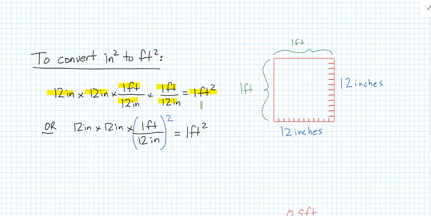Another way to write this would be 1 foot over 12 inches, quantity squared, and then multiply it by the dimensions of 12 inches by 12 inches. That also gives 1 foot squared. There's another way to write this conversion factor, and that is to show that 1 foot squared over 12 inches, quantity squared, is a valid ratio for converting inches squared to square feet.